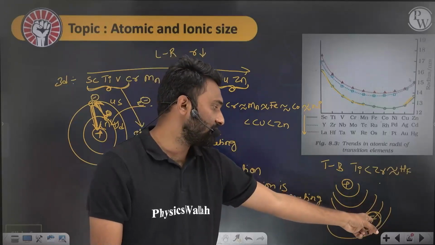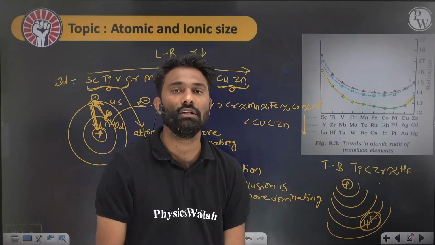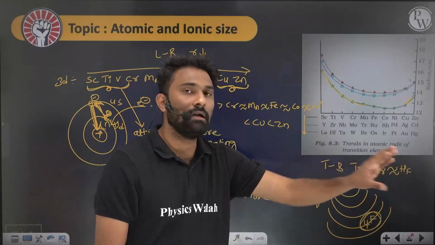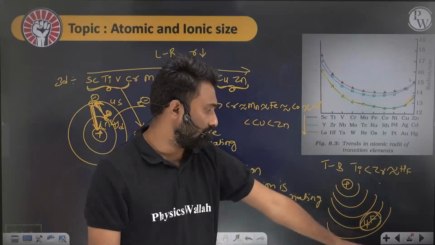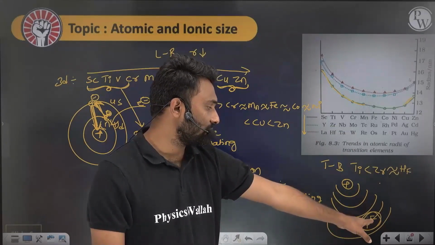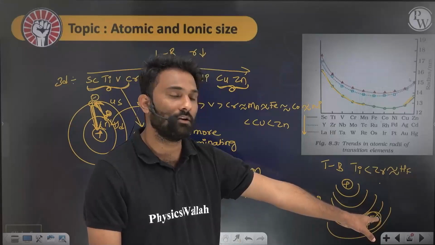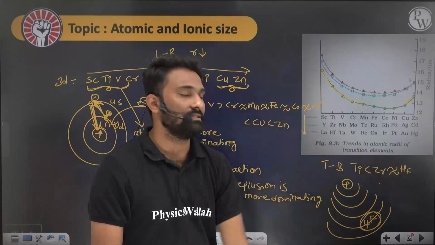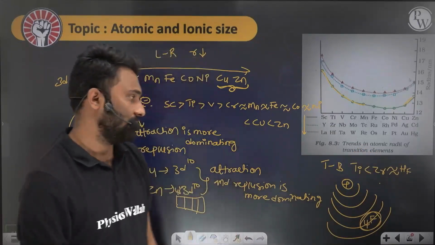That's the reason we call it lanthanide contraction. Due to the lanthanide contraction, hafnium radius has been decreasing. Here the valency electrons are not protected by the 4f electrons. Therefore hafnium size is decreasing. Okay, next.